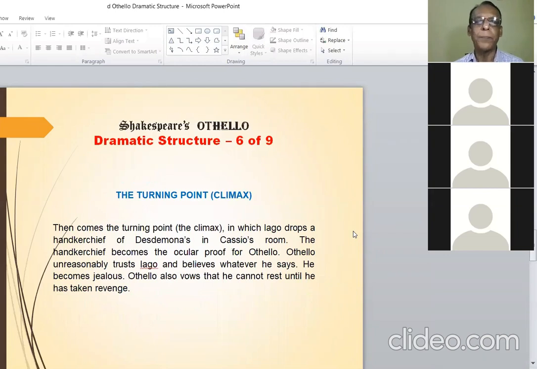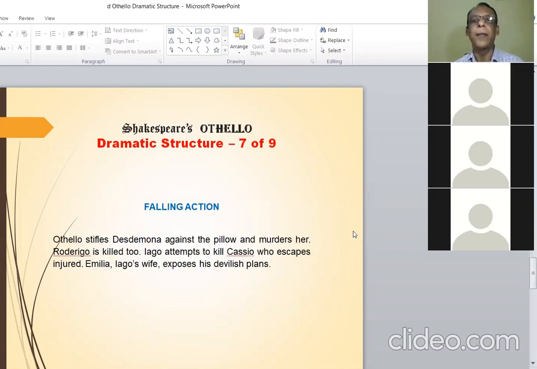And then comes the turning point in which Iago drops the handkerchief, the ocular proof, as he said: Desdemona's handkerchief in Cassio's room. The handkerchief, as Othello himself says, becomes the ocular proof for Othello. Othello unreasonably trusts Iago. He's very credulous, a gullible person, and he believes whatever Iago says. Othello becomes jealous. He also takes a pledge, he vows that he cannot rest until he has taken revenge. This is the turning point, the climax, and then the falling action.